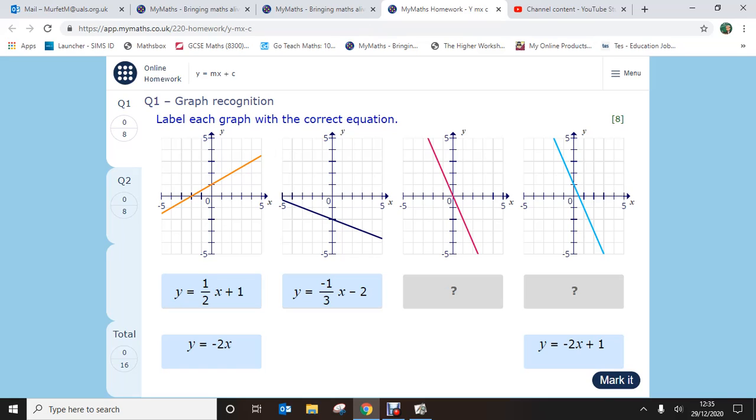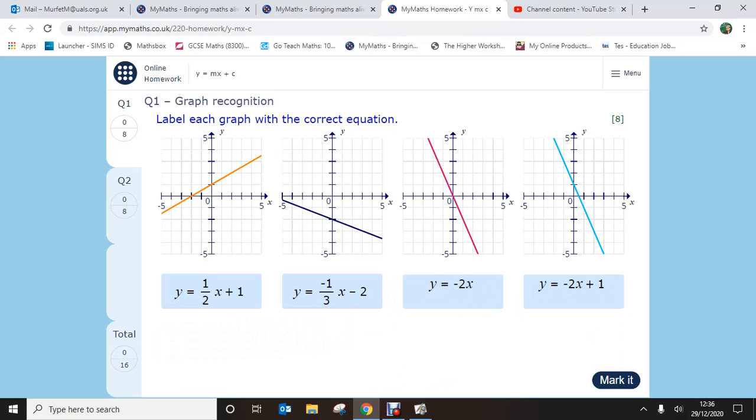Now the thing we've got left is the +c. This one is +0 because there's nothing there. So one of these crosses the y-axis at 0, and one of these crosses the y-axis at +1. If we look at these two graphs, this one crosses at 0 and this one crosses the y-axis at +1. So from there we can put those in.